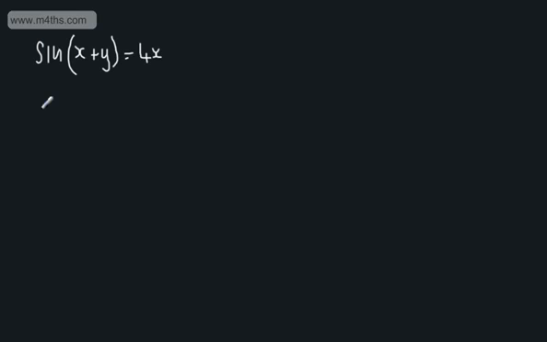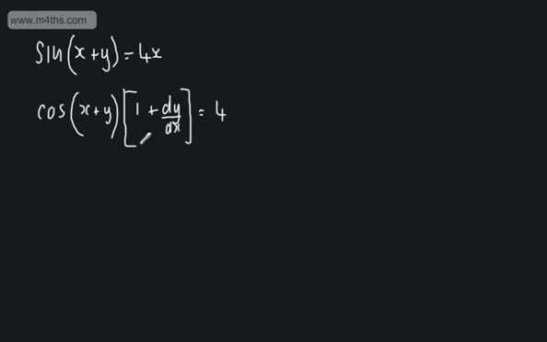So let's differentiate the outside function. So we can have cos of x plus y. We now need to multiply through by the derivative of the inside function. So I've differentiated the outside function. So if this was sine of u, it becomes cos of u. We now need to multiply through by the derivative of the inside function. The derivative of x is 1. The derivative of y is now dy by dx. So we have now 1 plus dy by dx, and then that will be equal at this stage now to 4. So I could write it like so.